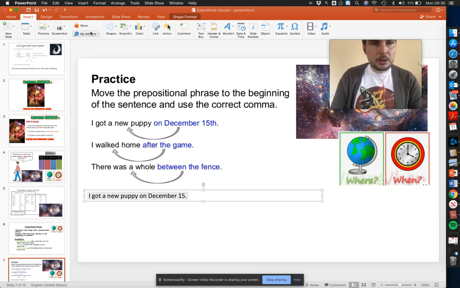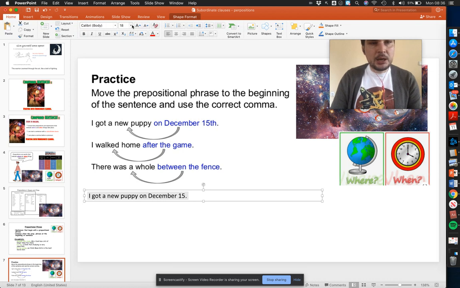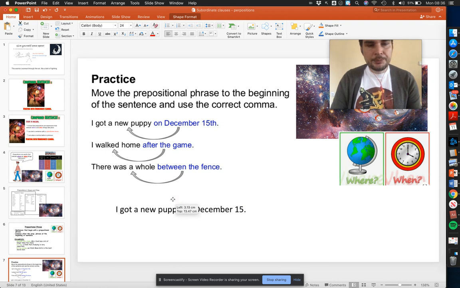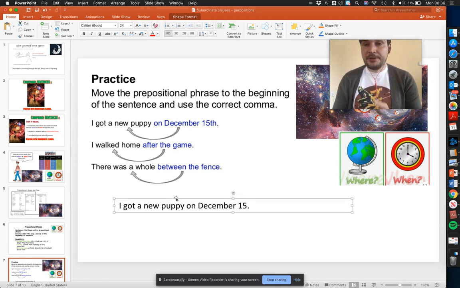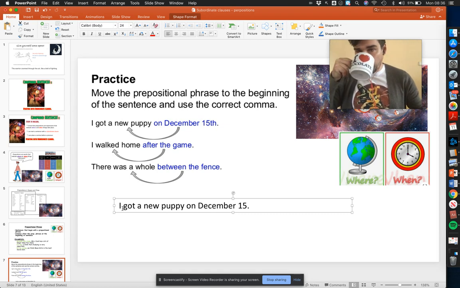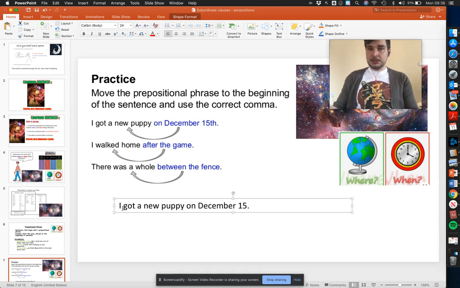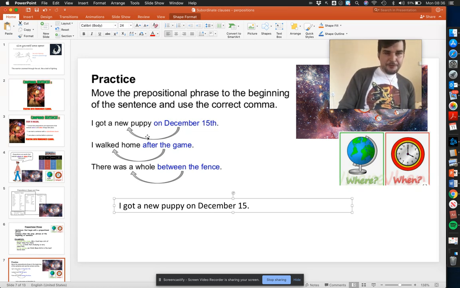And let me just make it slightly larger for those of us who still need a bit of help seeing it. I got a new puppy on December 15th. Perfectly good sentence, nothing wrong with that. But we're very much used to beginning with I, or starting with a noun. And in order to make our writing and our expressions a bit more spicy, we are going to move the preposition, as you see over here, to the front. Yeah?